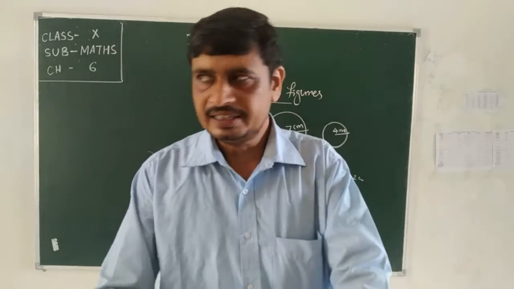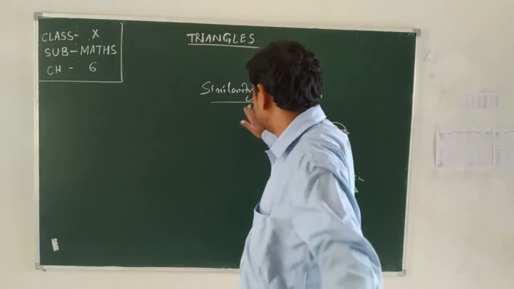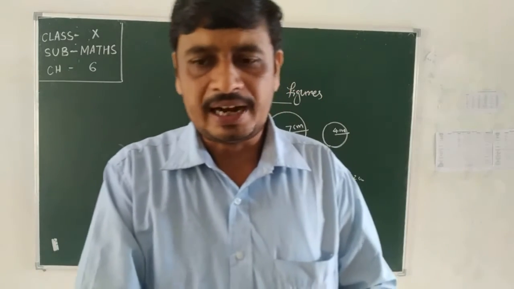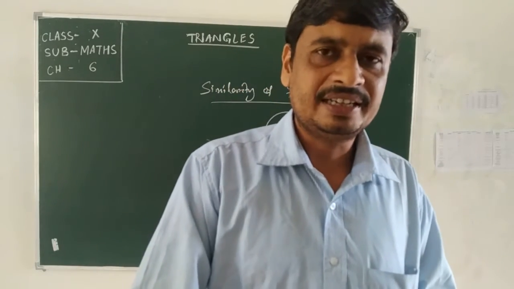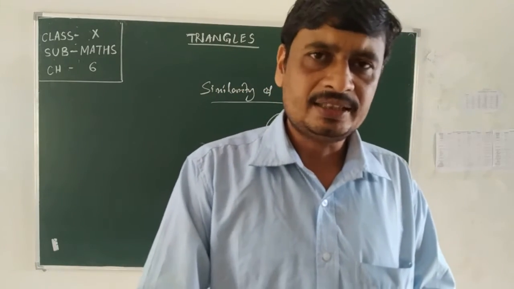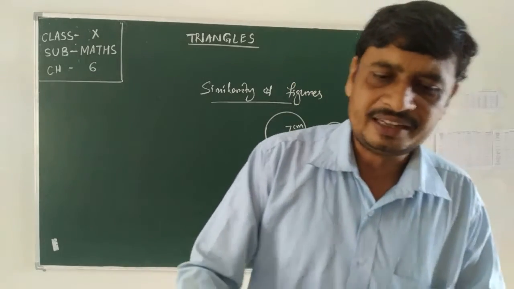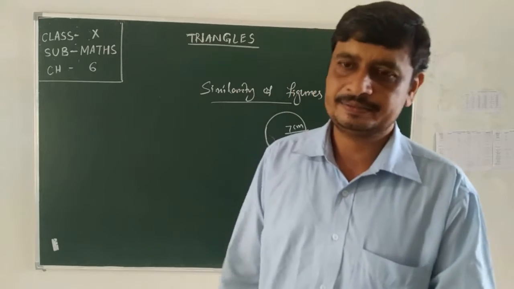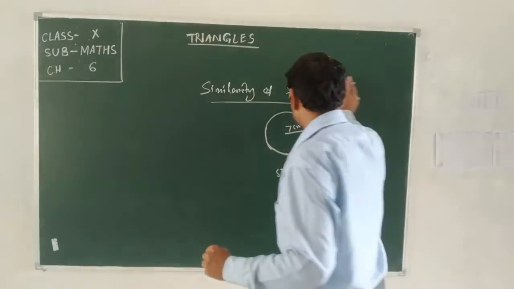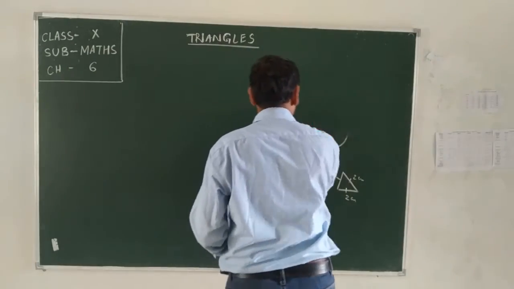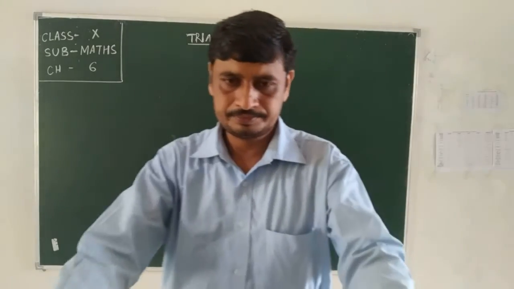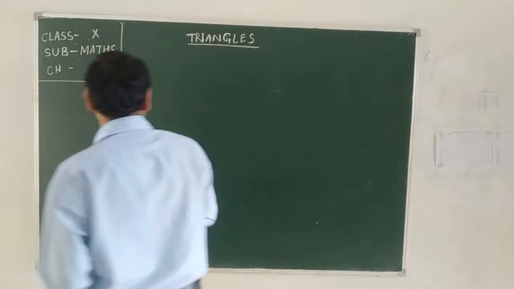Next, in this chapter, we will discuss only the similarity of triangles. How triangles can be similar. In what cases we see two triangles become similar, and what will happen if two triangles are similar. Similarity of triangles.